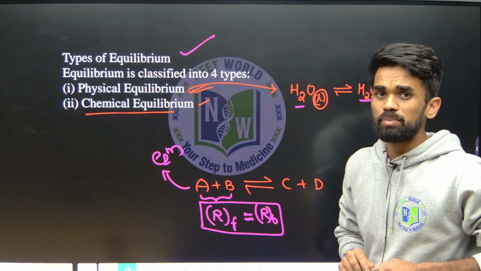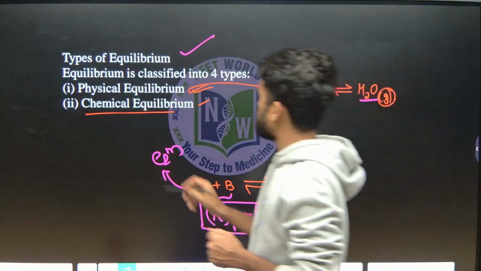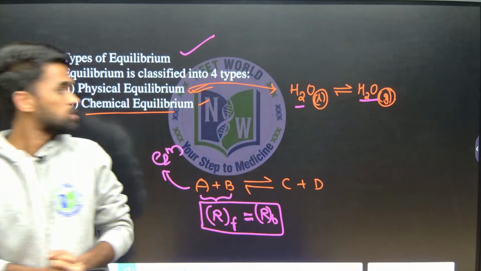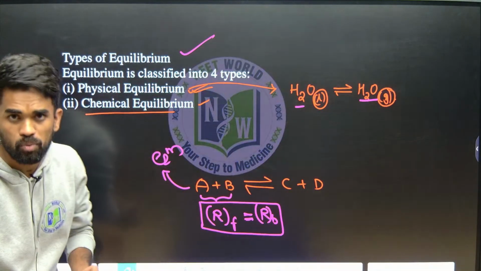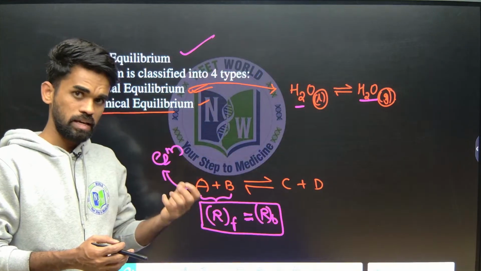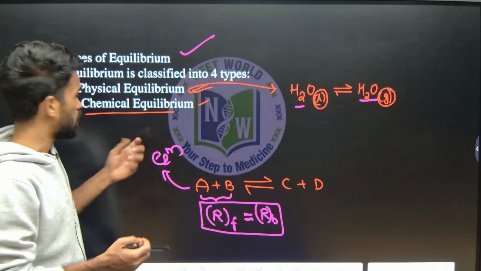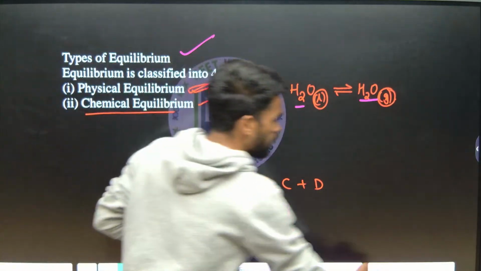And chemical equilibrium means what? Chemical equilibrium means general chemical reactions are involved in that. Okay, so chemical reactions like formation of ammonia from its reactants N2 plus H2. This is an example of chemical equilibrium, you can say. Okay, right.